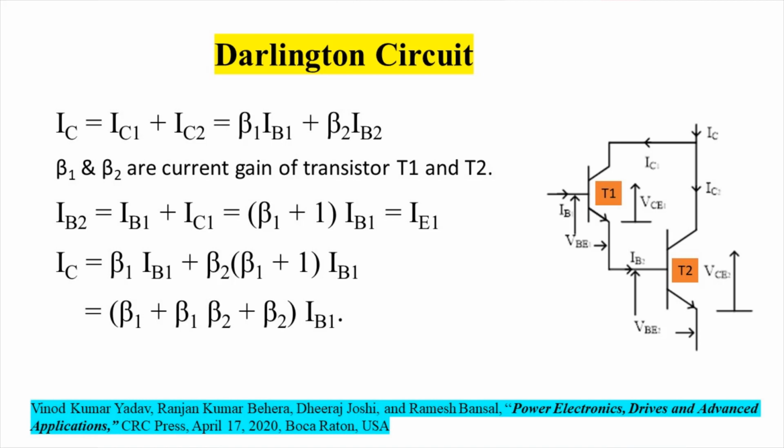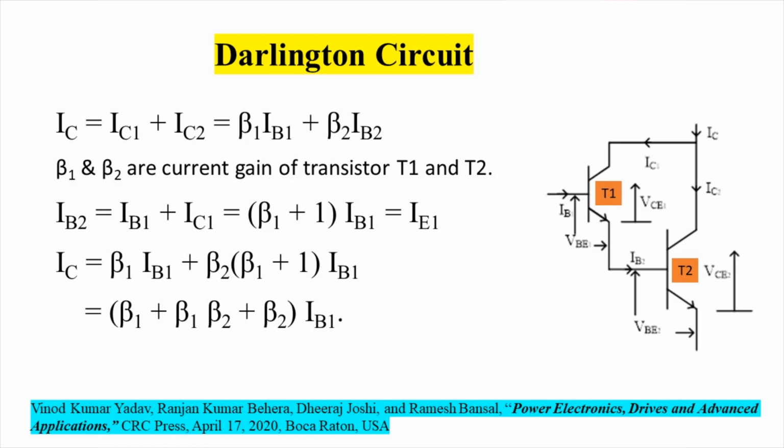Let's take this transistor having a current gain of beta 1, and this transistor having a current gain of beta 2. The total current is IC, and this is our V2, and this one is our VC1, and the currents IC2 and IC1, and the base currents are IB1 and IB2, and this is our VBE1 and VBE2. So these parameters we know.